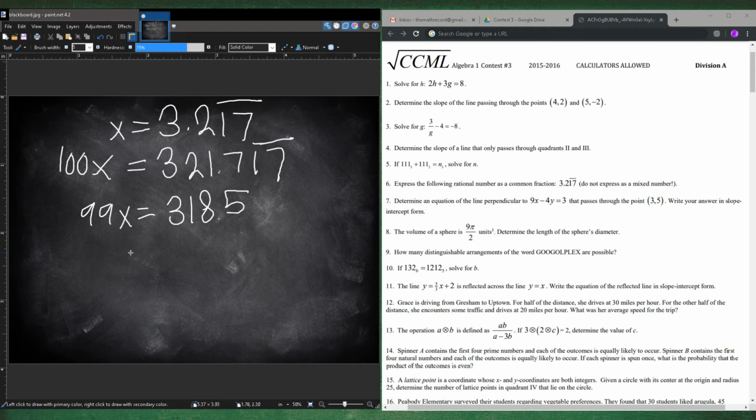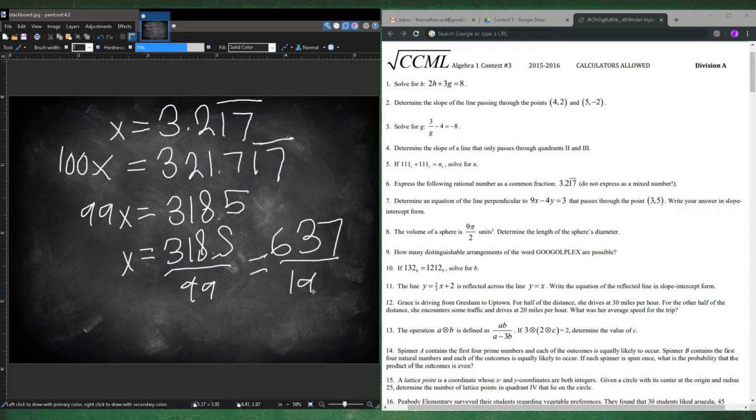So 318.5 divided by 99. Just use your calculator. Kind of get this into all integers. So 318.5 divided by 99, approximate that to a fraction, and you get 637 over 198, which is multiplying 2 on the top and the bottom. You multiply by 2 top to bottom so you get integers, and then you factor both of these numbers, 637 and 198, to make sure that you don't have any common divisors. Since it doesn't, this is the answer.